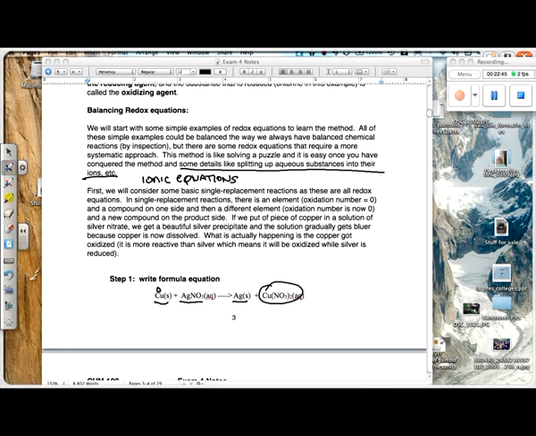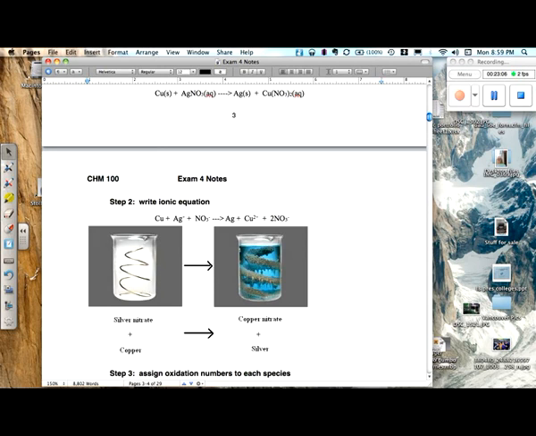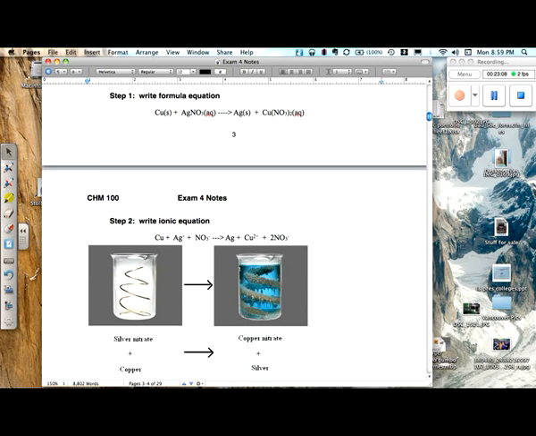All right, so let's talk about assigning oxidation numbers. Let's do the steps. Step one, write the formula equation. So usually that's given to you. Okay, so here's your formula equation. Now, step two, write the ionic equation if you can, okay?